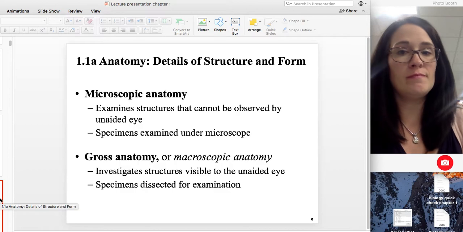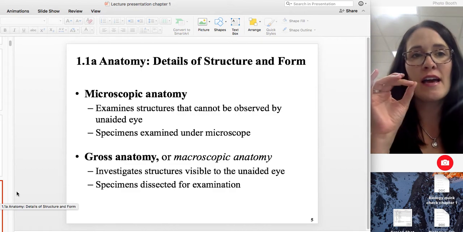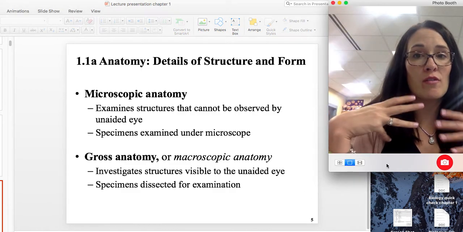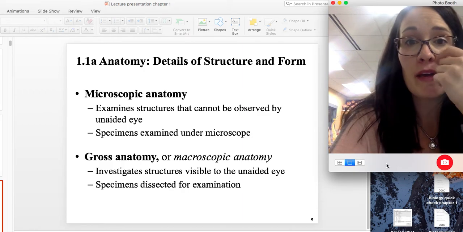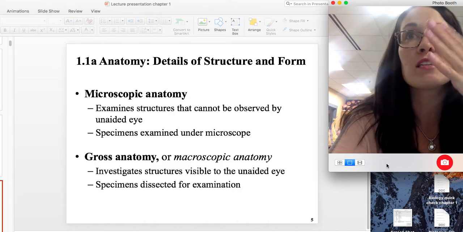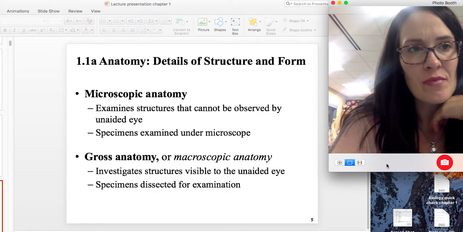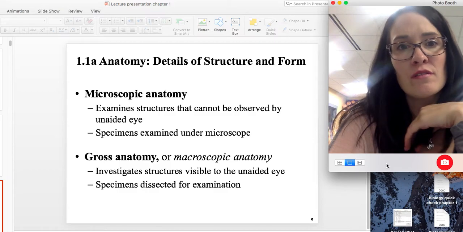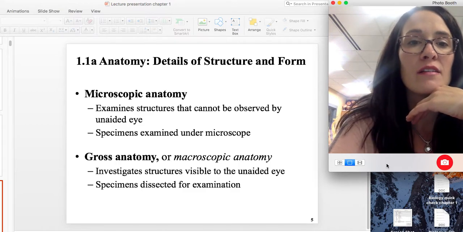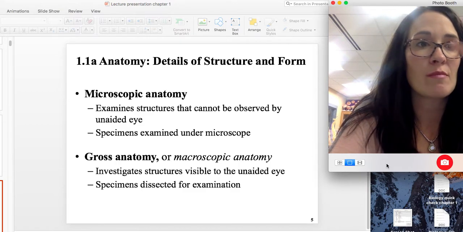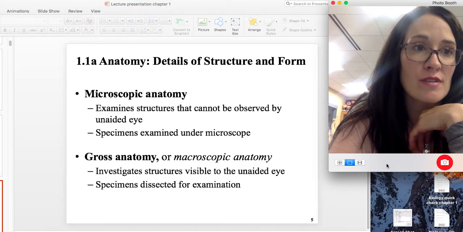So, different divisions of anatomy. Anatomy can be split into either microscopic, small-scale anatomy, or macroscopic or gross anatomy. Not that it's gross. Microscopic is things underneath a microscope that you can't see just looking with what's called the naked eye or unaided eye. So you have to use a microscope to see these things. Gross anatomy is things that you can see with your eyes. It's unaided, meaning you don't need a microscope to see it. And dissection is gross anatomy.